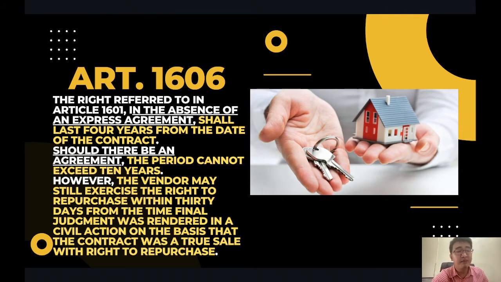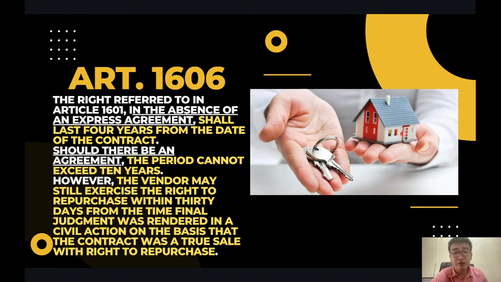Should there be an agreement, ibig sabihin, merong term, 6 months, 30 days, merong term na exercise yung right to repurchase, the period cannot exceed 10 years. So if it's stated there that the period shall be 15 years, the period to redeem shall only last for 10 years. Okay, as clear as day, okay?